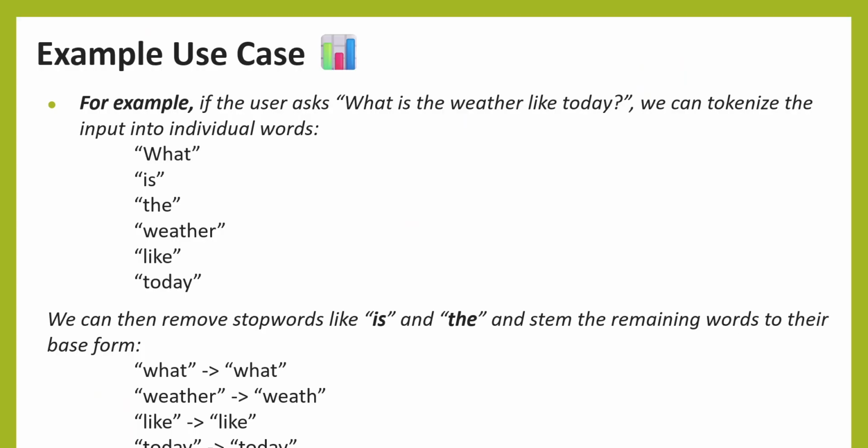Next comes its example use case. So suppose we want to build a chatbot that can respond to user queries. So here we can use text processing techniques like tokenization, stop word removal, and stemming to pre-process the user's input and then use a machine learning model to generate a response. For example, if the user asks, "What is the weather like today?" we can tokenize the input into individual words like "What is the weather like today?" Here we can then remove stop words like is and the and stem the remaining words to their base forms. So what will remain what? Weather will stem into weath and rest all will remain same. So here we can use a machine learning model to generate a response based on this pre-processed input.